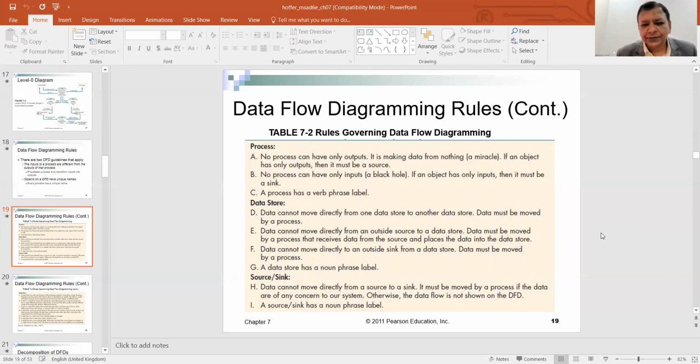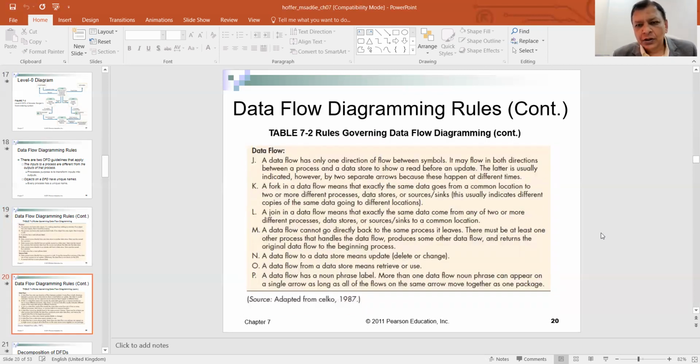Source and sink, the entity. Data cannot move directly from source to sink, entity to entity. It must be through a process. An entity has a noun phrase label, it should have a name. The data flow has only one direction between symbols. It may flow in both directions between a process and a data store.